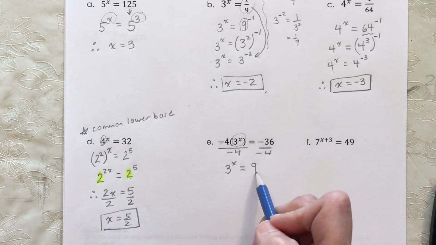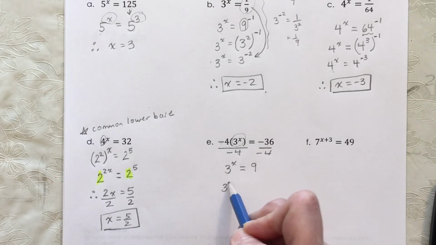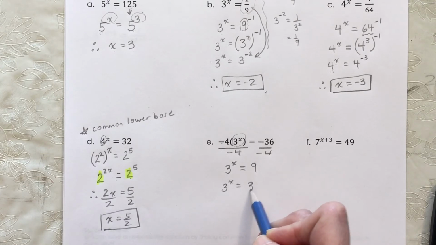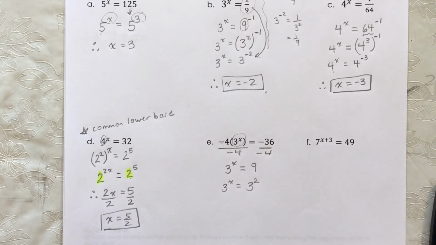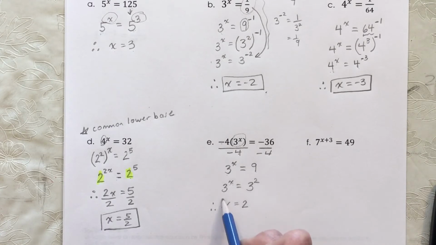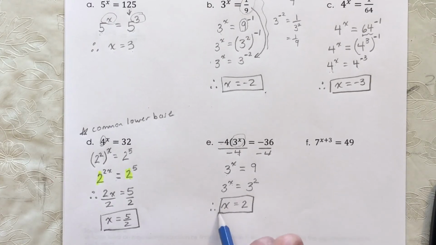And then, is it possible to write 9 as a power of 3? It is. 9 is the same as 3 squared. Same base on both sides, so therefore the exponent, x in this case, has to equal the exponent on the right side, which is 2, and then we don't have to do anything else to get x by itself.